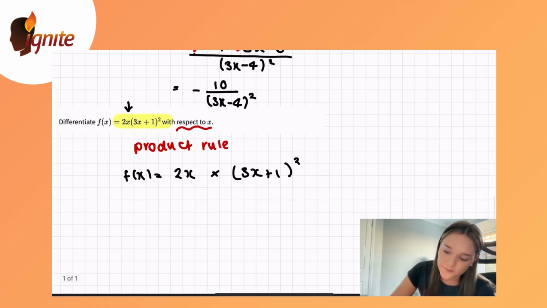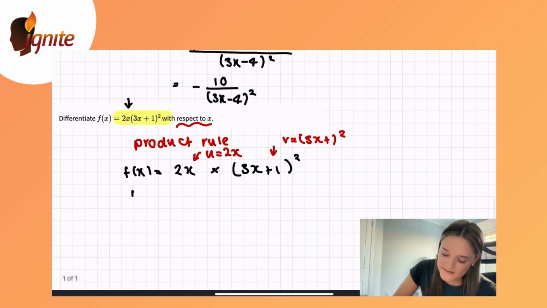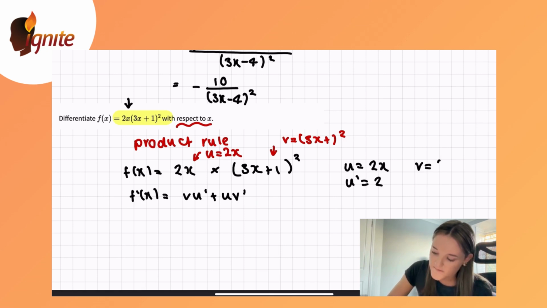All right, so my formula for the product rule, once again, I need to identify my u and v variables. So I'm going to let u equal what my first product is, and v equal my second. My product rule is the derivative f dash x is equal to vu dash plus uv dash. So therefore, once again, finding the derivatives of u and v, I have u is just going to equal 2x, u dash is equal to 2, v is equal to (3x plus 1) all squared, and therefore I have v dash.